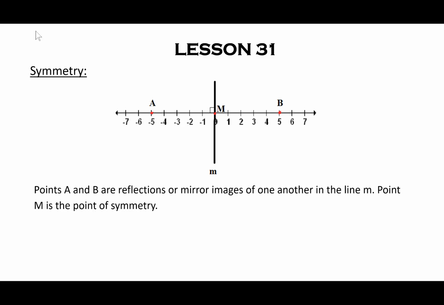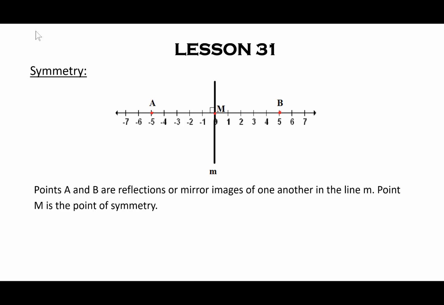Okay, this is lesson 31, and we're just going to start out for a minute talking about symmetry. Points A and B are reflections or mirror images of one another in the line M, and point M is the point of symmetry. And when we talk about M being the point of symmetry, what we mean is that A and B are both equidistant from M.